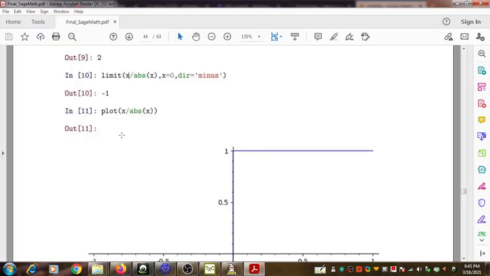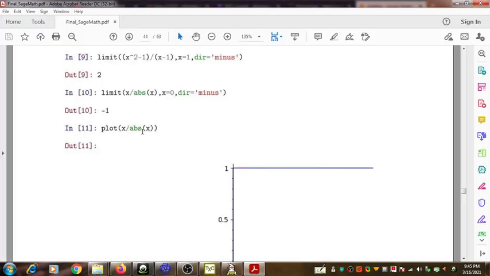Now suppose you are asked to plot that function, x by absolute value of x. You can use the plot command. After typing plot, in the bracket you can type the given function, x divided by abs of x, absolute value of x, and then properly close all the brackets. So this is the syntax of plotting any function. You can follow this syntax for plotting two-dimensional curves.